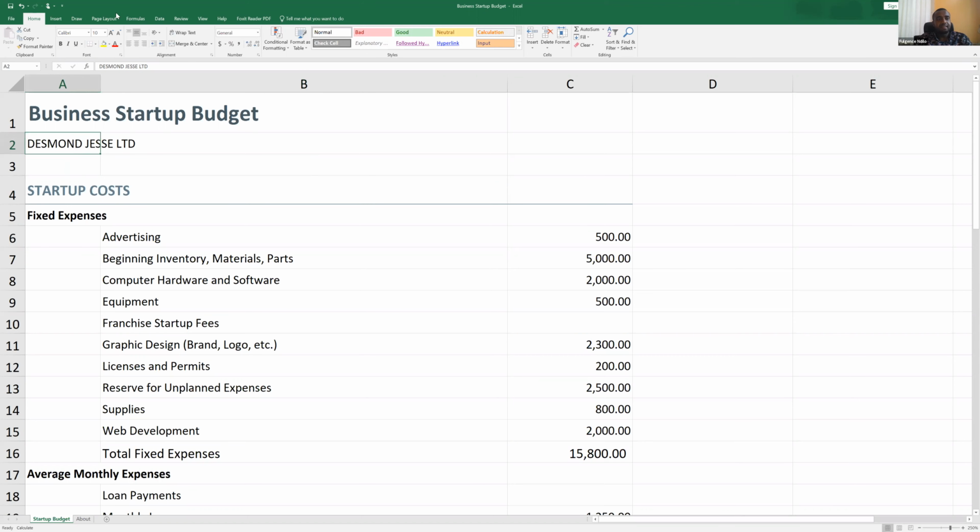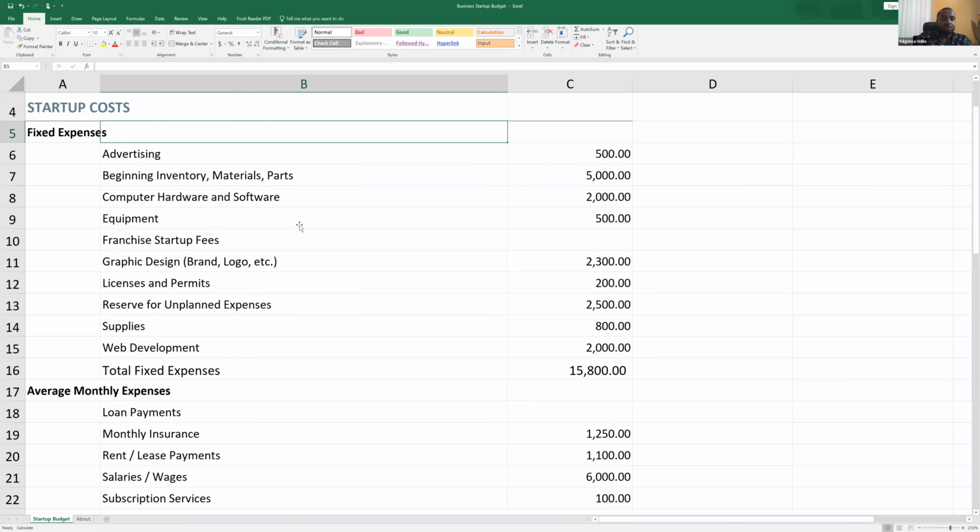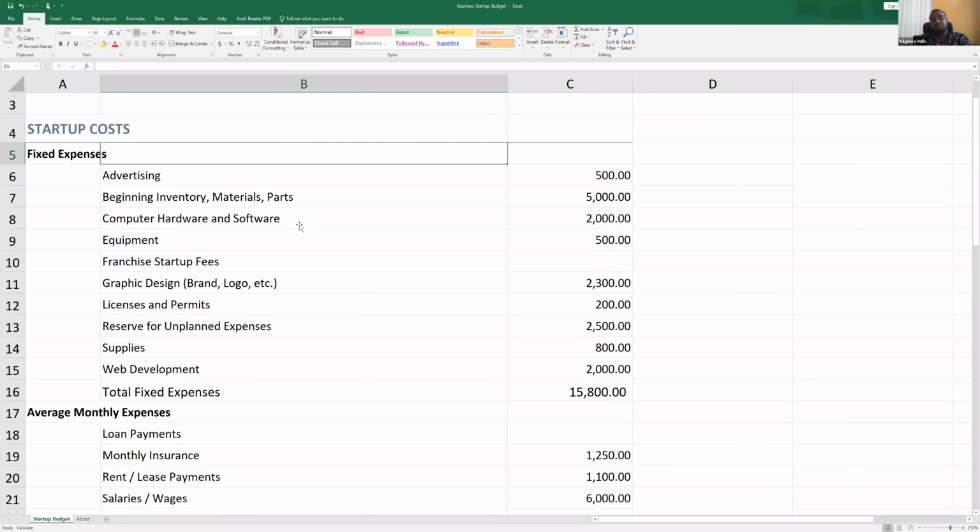We can call it Desmond Jesse Limited. So we have our startup costs here. And first, when you're giving up your startup costs, these are the costs which you're going to incur when you're starting the business. So under the startup cost, we can start with the fixed costs.